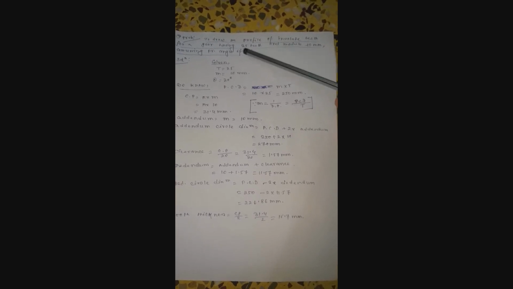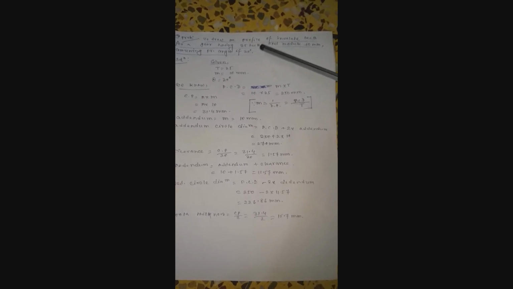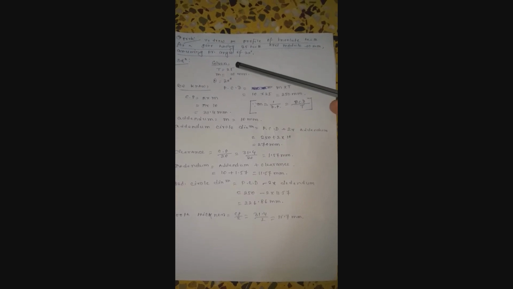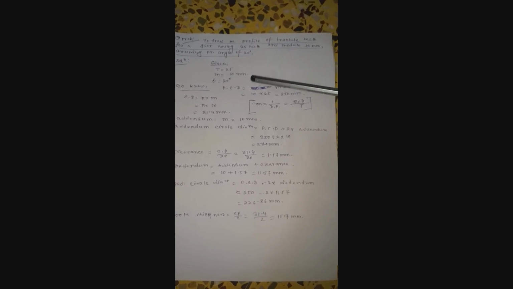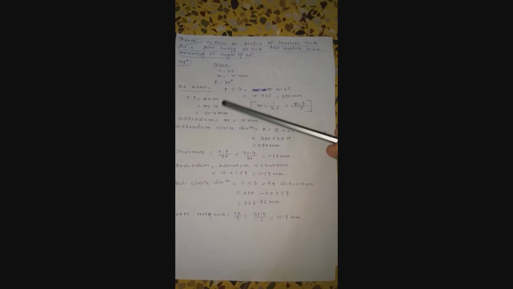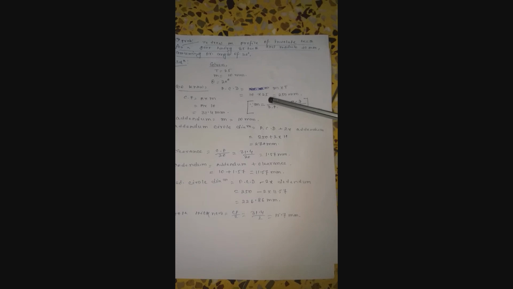From the problem we get the given data as T, that means teeth of gear, is 25, module is 10 millimeter and pressure angle is 20 degree. We know from the mathematical expression PCD is module into number of teeth, that is M into T, which gives 250 millimeter, and CP is pi into M, where M is module.